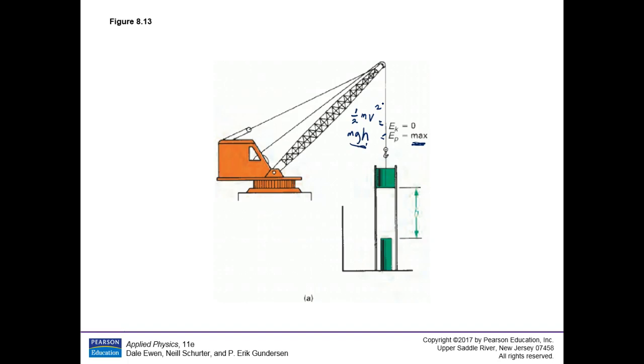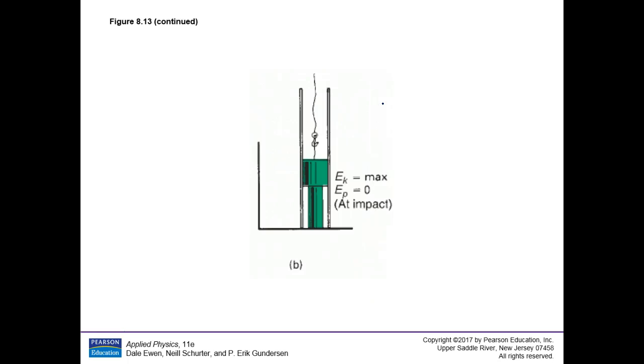Now, the next figure shows what happens when it hits. Right when it hits, your potential energy is going to 0 because the height above the pile is 0. You're on top of the pile now. But now your kinetic energy is at the max. Right before it hits, that's the maximum speed it'll have, so therefore it's the maximum kinetic energy. Okay? And again, this is 1/2 mv squared.